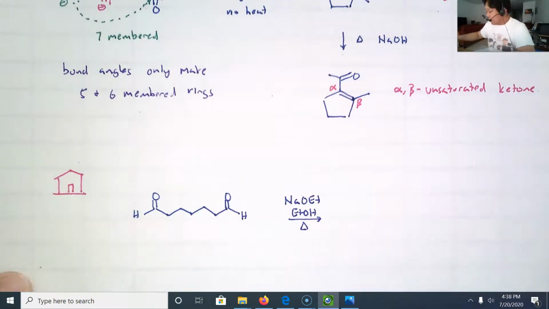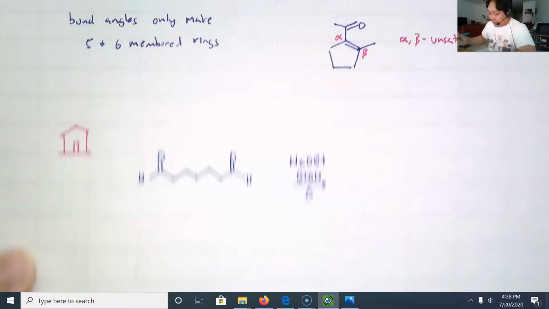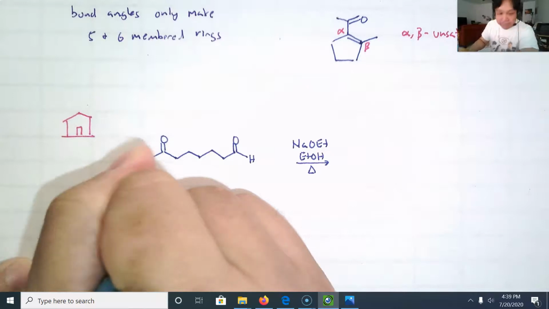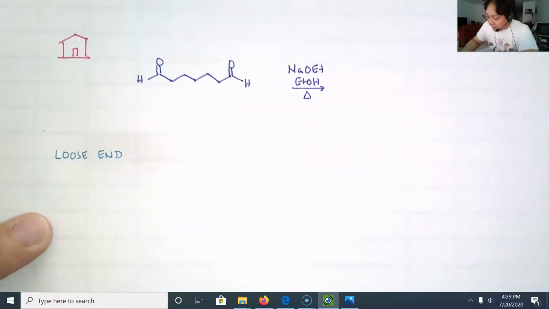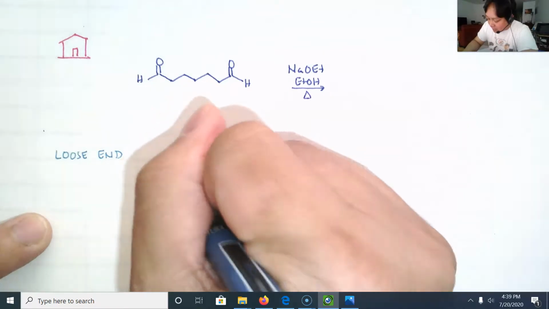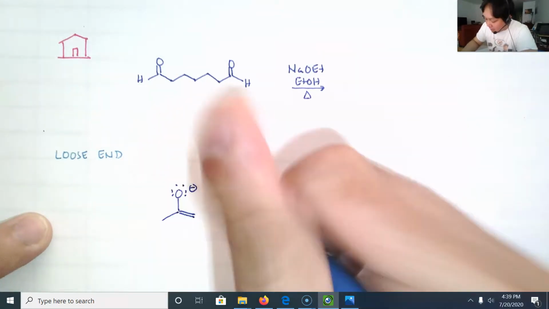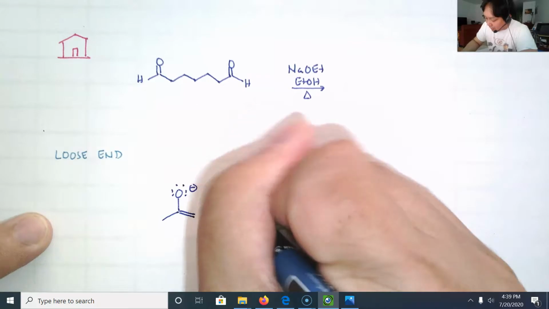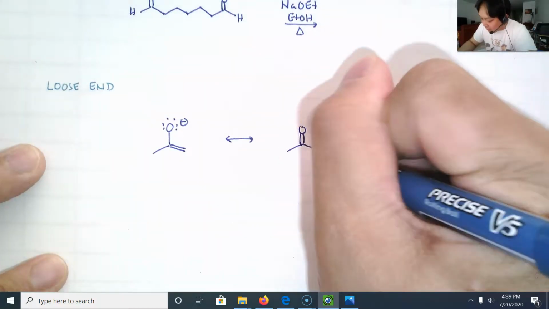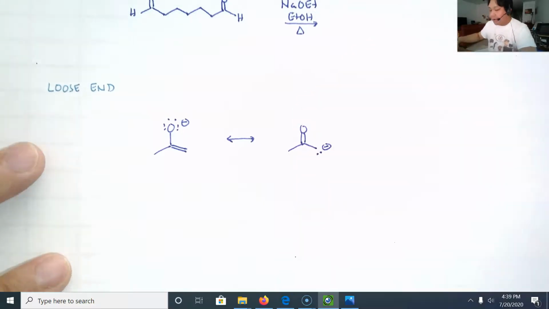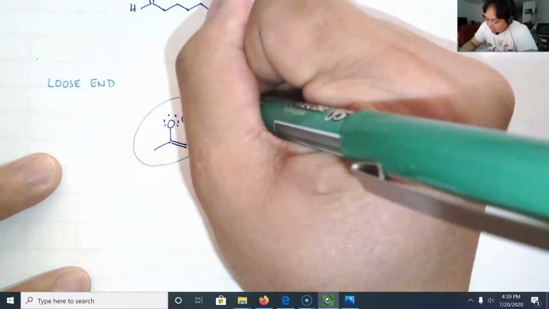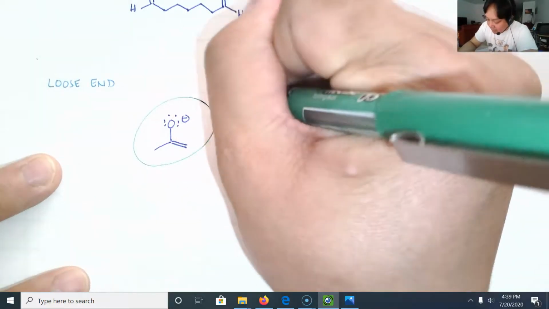Okay. Now there's one last thing. There's a loose end that I want to talk about, and it's fairly quick. For the enolate, you have this. You have an O minus, and your resonance is this, where the anion is now on the carbon. In terms of mechanisms, you want this one for mechanisms.